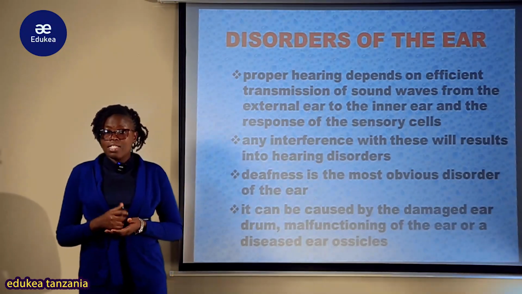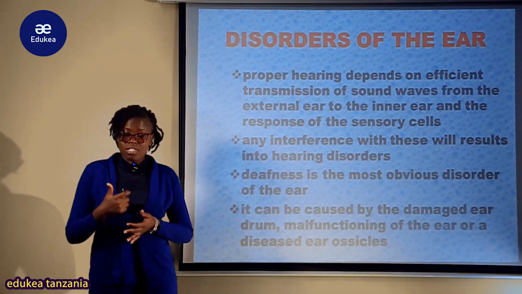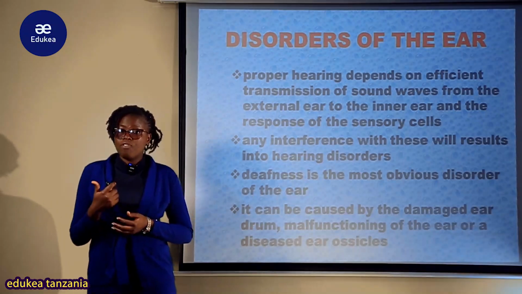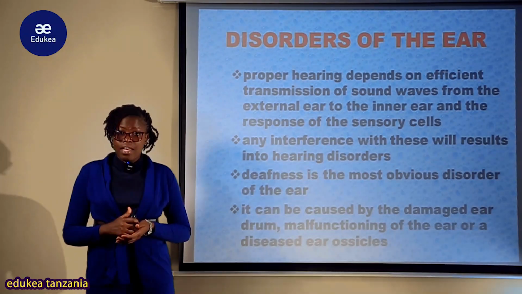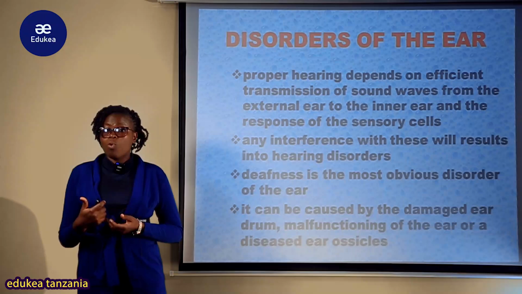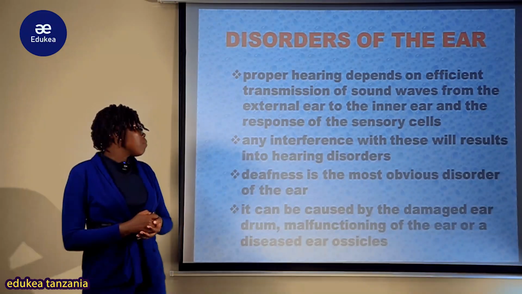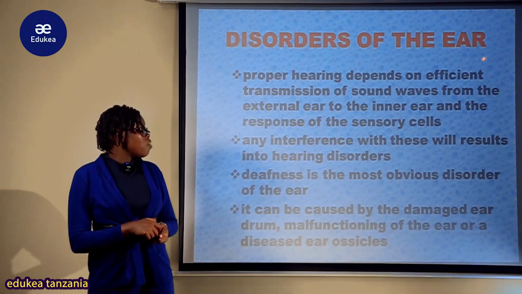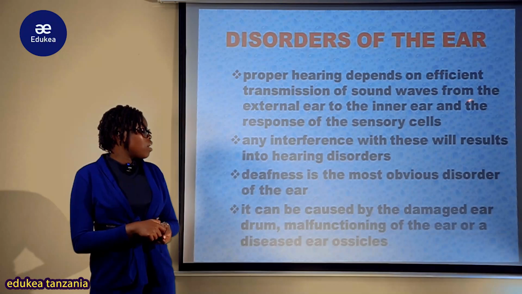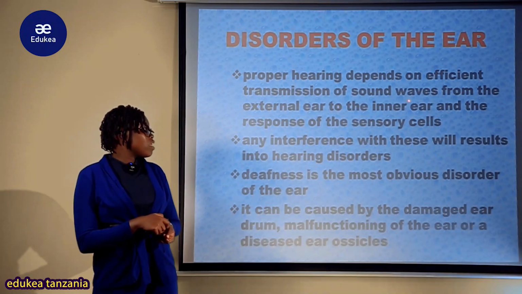So after that, I would like to welcome you to discuss on the second part katika mammalian ear ambayo ni defect of the ear. Haya ni matatizo au magonjwa ambayo yanakuwa yanakumba sikio. So the proper hearing depend on efficient transmission of the sound waves from the external ears to the inner ear and the response of the sensory cell.